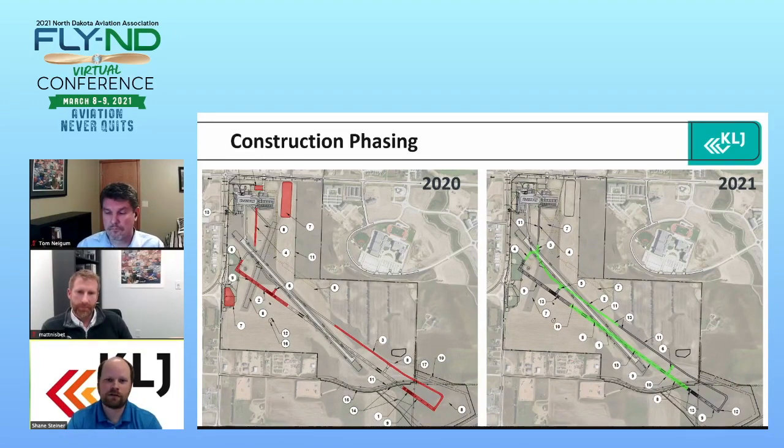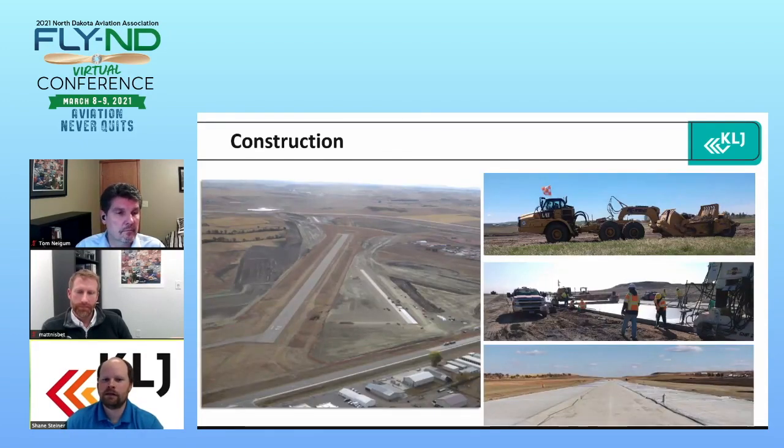So then for finishing up for this year on the right side, essentially all the pavements in green are what we have to complete. So essentially everything on the outside of the safety areas was completed. So essentially we're filling in the rest of the runway and the taxiway. I'm going to go to the next slide, Tom.